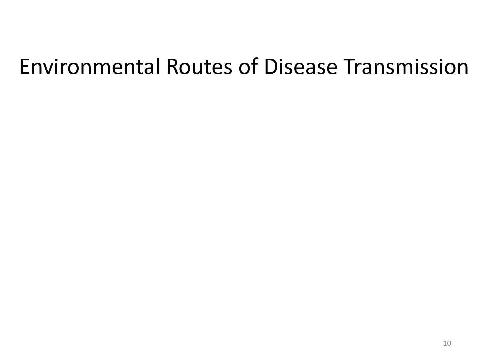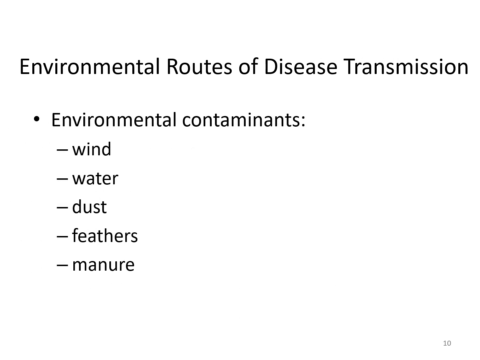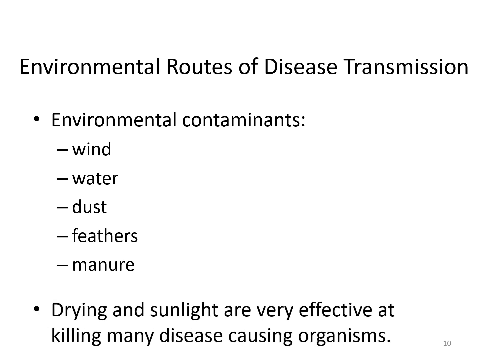Environmental routes of disease transmission. Environmental contaminants may be the pathogens or the factors or the carriers or the vectors which are present in the environment. Those are enlisted here. First one is wind, second is water, dust, feather, manure. These all may contain the vector. Drying and sunlight are very effective at killing many disease causing organisms.